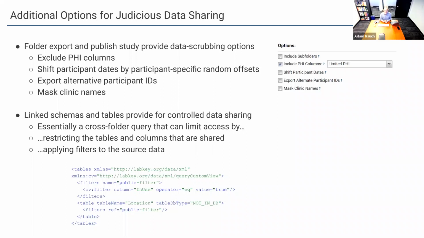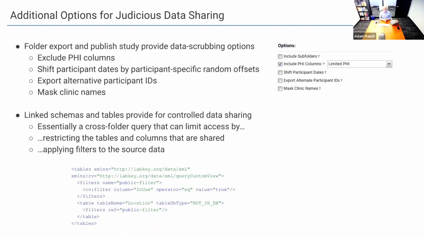You can also choose to export alternative participant IDs. So instead of sharing all of your internal IDs, LabKey will map to an alternative set of IDs, and we'll generate those randomly if you want us to. And we also have the option to mask clinic names, since a clinic could arguably be an identifier. If I know a clinic name, I might know a neighborhood and be able to narrow down who a participant might be.